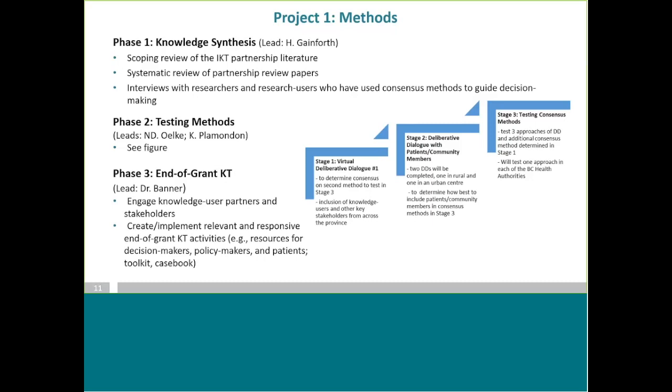And then in stage 3, we will test 3 approaches of deliberative dialogue and additional consensus methods determined in stage 1. And we'll test 1 approach in each of the BC health authorities. And we're going to test looking at a face-to-face deliberative dialogue, at a virtual deliberative dialogue, and then a combination of face-to-face and virtual, where we will send facilitators out to an area. And then we'll also test the 3 scenarios with another consensus building method as well.